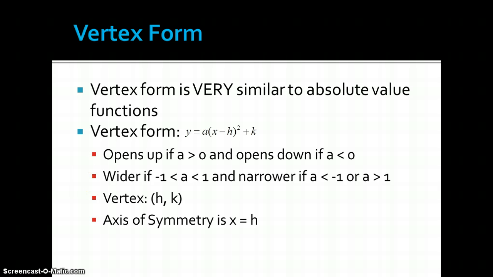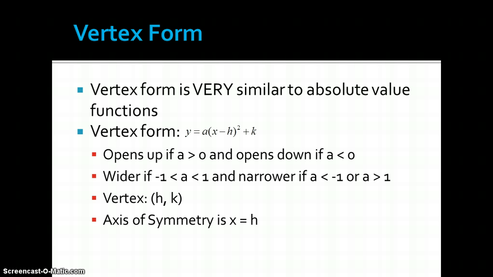Hopefully we notice the similarities between the absolute value function and vertex form especially. As we look here, instead of having an absolute value function, we have a quantity squared. Everything else that we knew about an absolute value function will work the same here. We still open up if a is greater than 0 and open down if a is less than 0. We're still wider if a is between -1 and 1, or narrower if a is less than -1 or greater than +1.